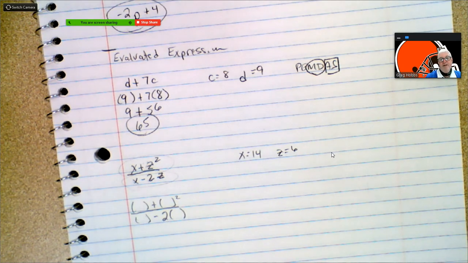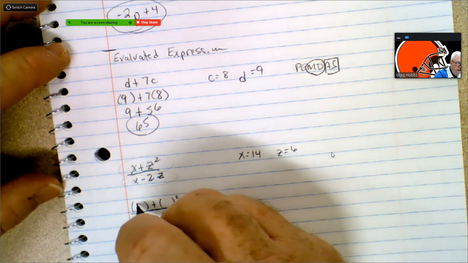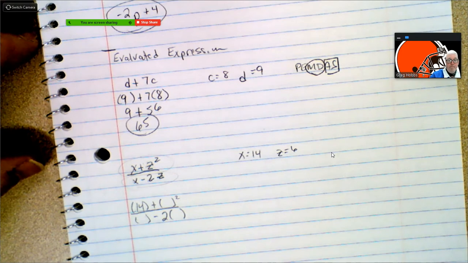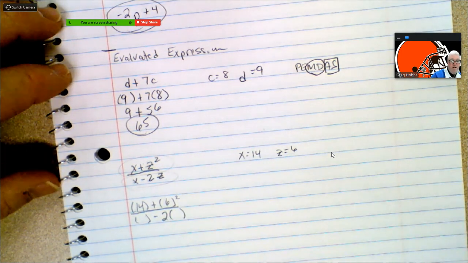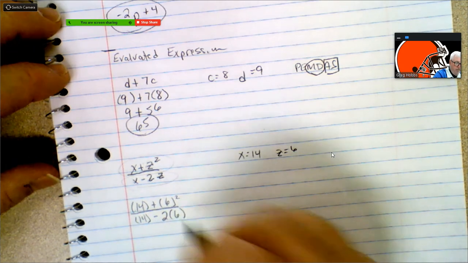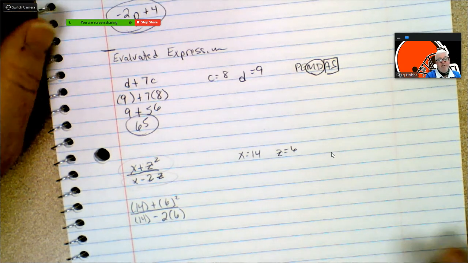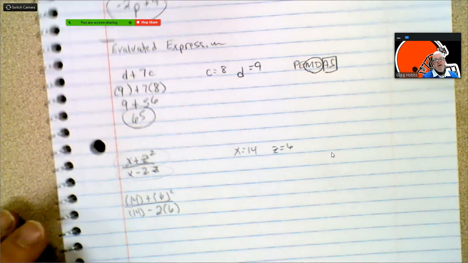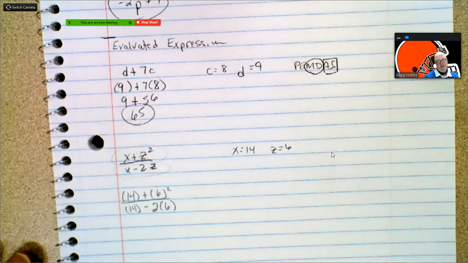Okay, we got parentheses. Now we fill in 14 where x would have been, and we fill in 6 for z. Now we don't have algebra anymore. We just have a numerical expression.